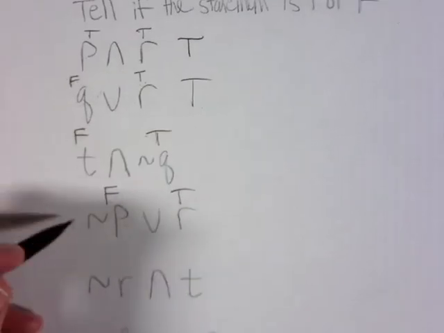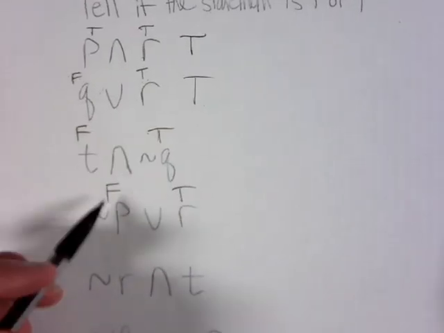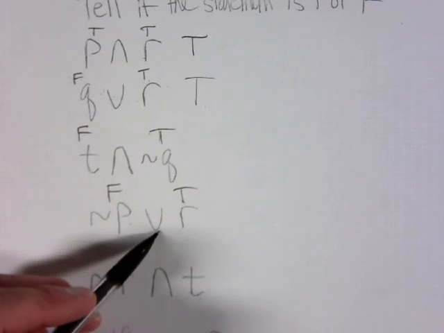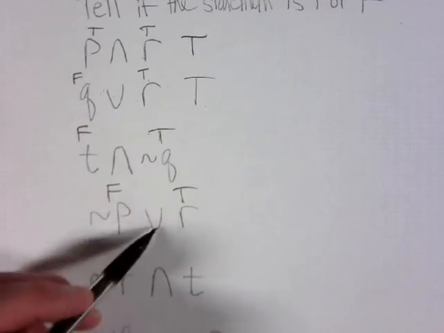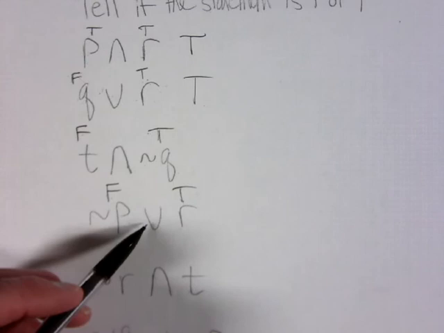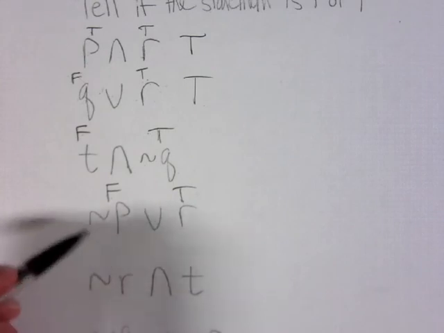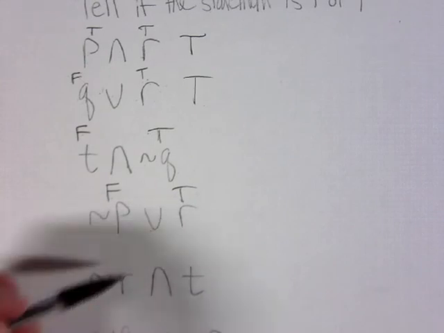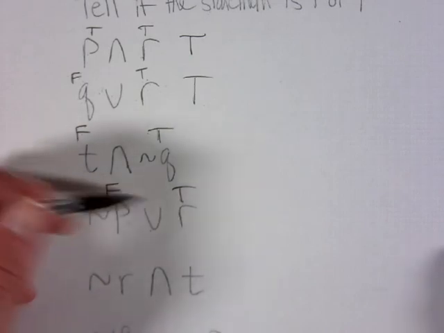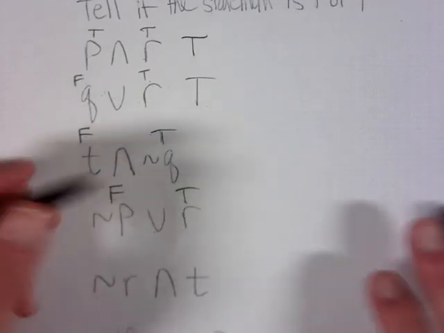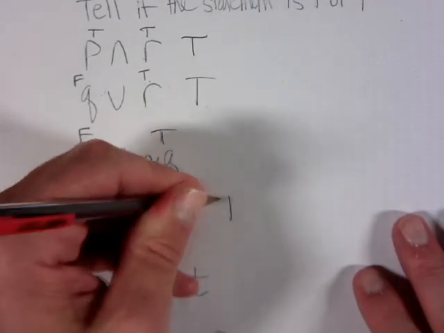All right, so here's what I've got. I've got one false and one true, and it's combined with or. Well, remember, the only way an or statement can be false is if both parts are false. That or statement can be true if any part of it is true. So since one part is true, the entire thing is true. And so we got true.